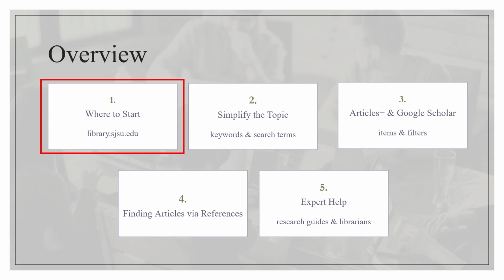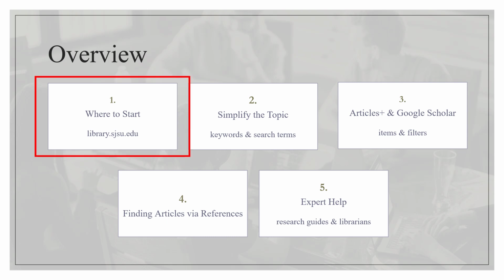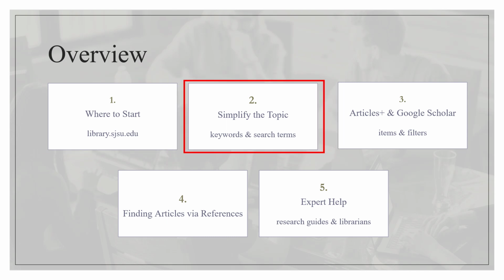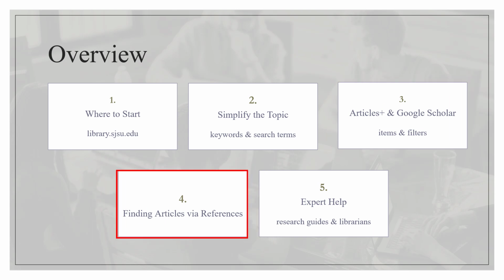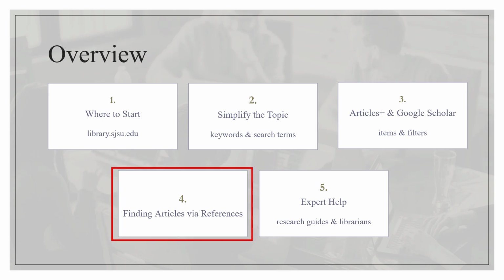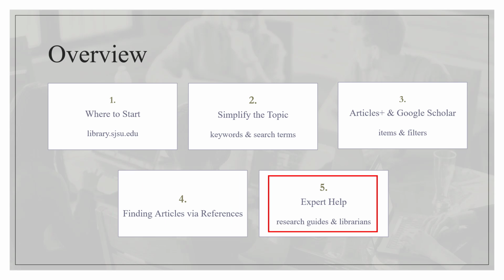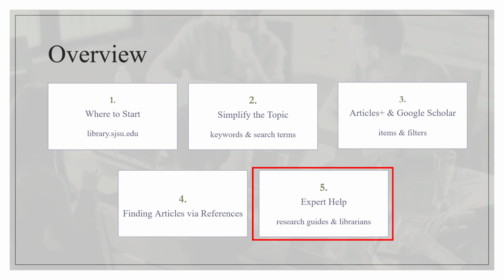In this session, we'll cover the process of where to get started, how to simplify your topic into keywords that will become search terms, and how to use those terms with the library's Articles Plus catalog and Google Scholar. We'll also look at how Articles Plus can help us find more similar articles once we find one or two on our topic. Finally, we'll learn where and how to get some extra support with your search.